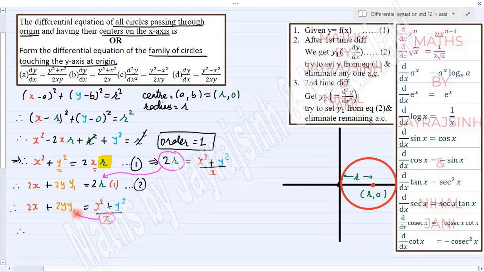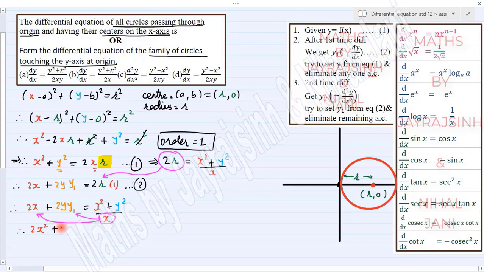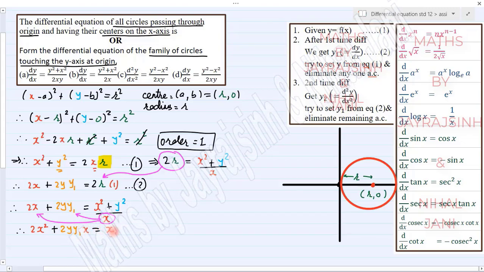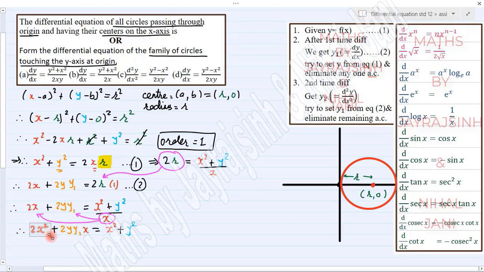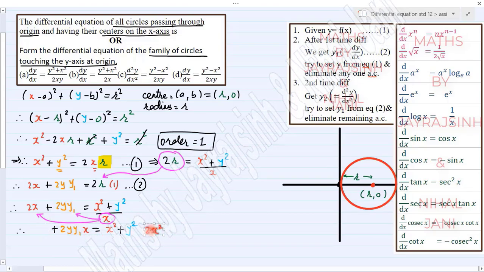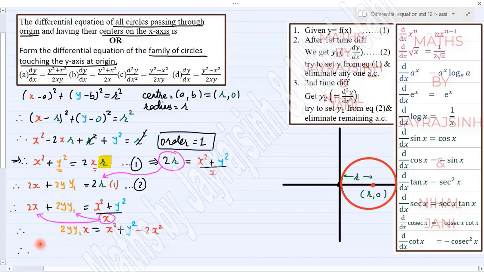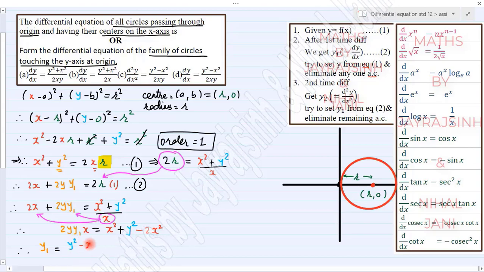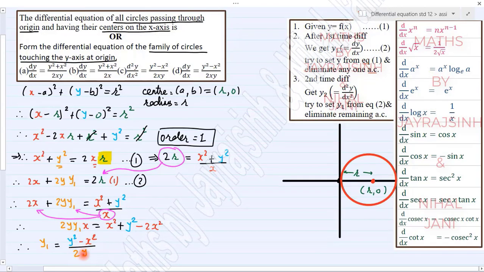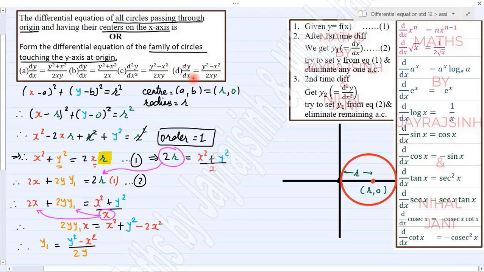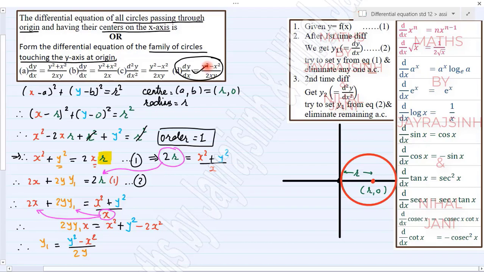Let's move this x on the left hand side. So 2x multiplied with x will give us 2x square, and 2x multiplied with 2y1 will give us 2y1 into x is equal to x square plus y square. Now if we move this 2x square on the right hand side, we will get minus 2x square. So finally we will get y1 is equal to y square minus x square upon 2y, which is your required differential equation given in option D. Ta-da!